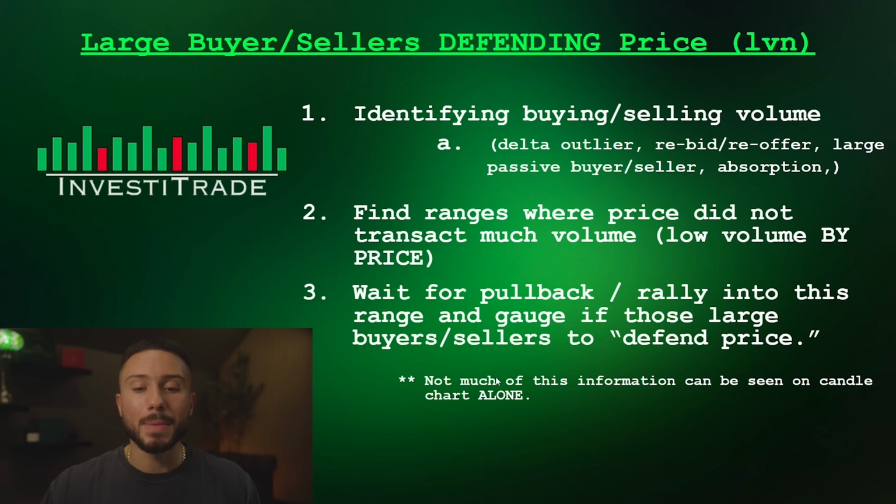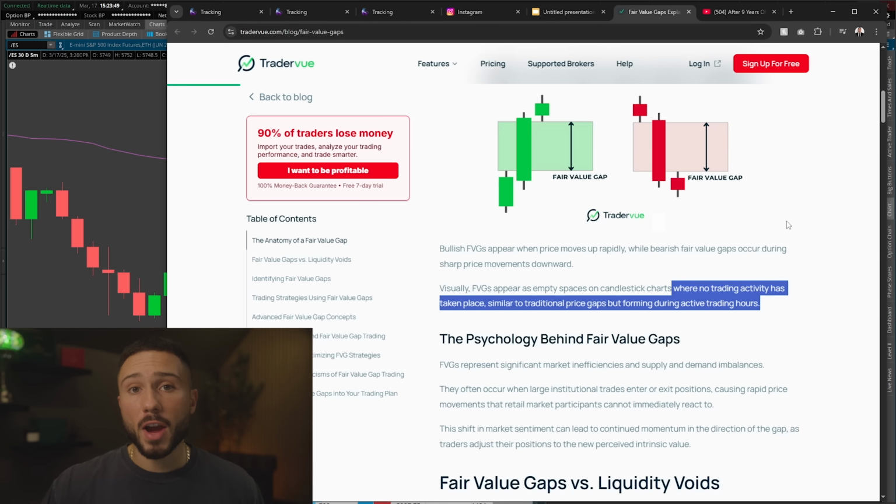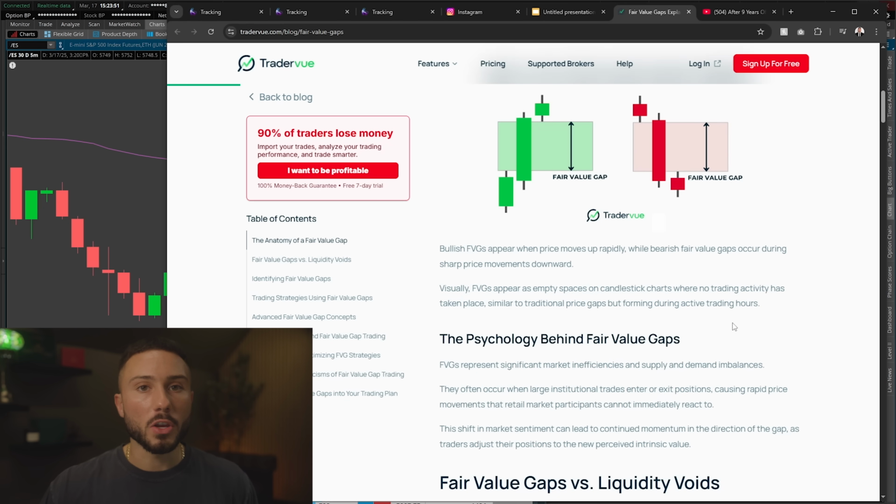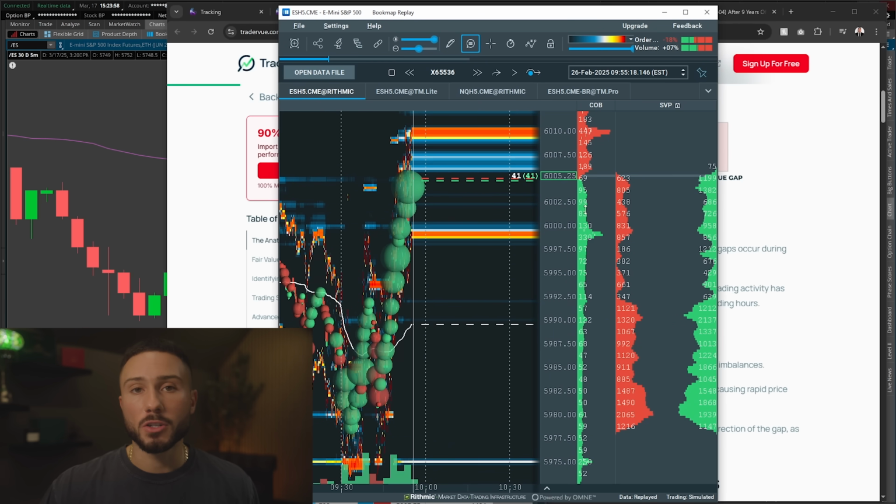Not much of this information about volume can be seen off of a candlestick chart alone, which is really why I stress traders to validate this with the order flow. Again, I used this strategy without even looking at a candlestick chart, just simply by validating this with the order flow itself.